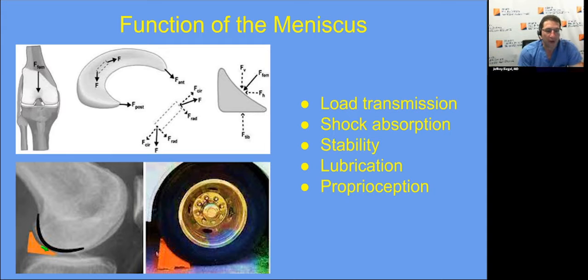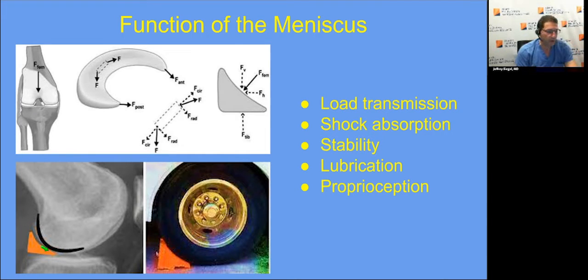Now, the primary stabilizers to anterior and posterior translation of the tibia and femur relationship to each other are the cruciate ligaments, both the ACL and the PCL. But it's been known that the menisci are secondary stabilizers, and it's been found in patients who have ACL tears and are ACL deficient, they're much more likely to go on to meniscal tears because of the additional stress on the menisci.